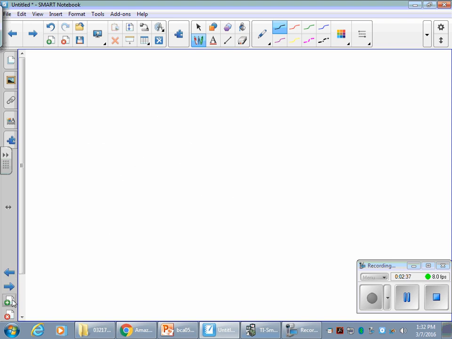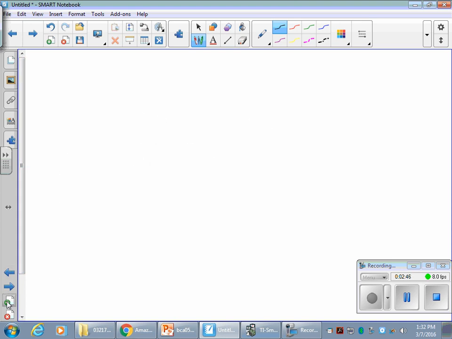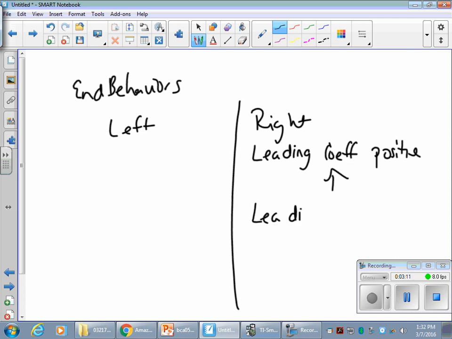End behaviors. To figure out what a graph is doing on the right, you look at the leading coefficient. If the leading coefficient, we just talked about that, if it is positive, then that graph is going to go up on the right. If the leading coefficient is negative, then that graph is going to go down on the right.